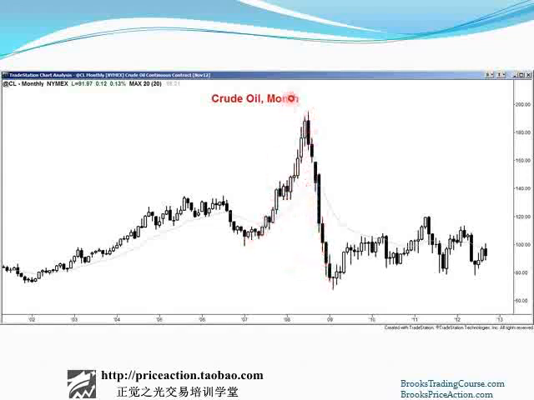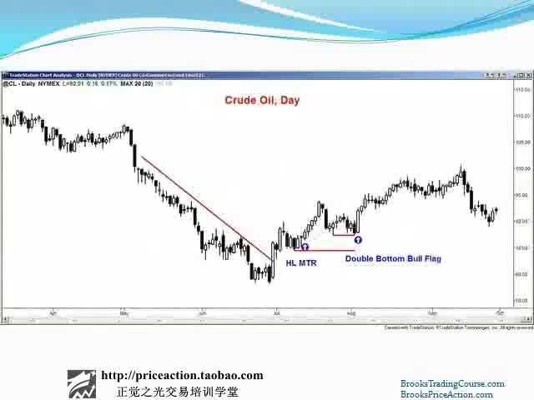Whenever the market has big up and big down, the result is big confusion. Big confusion means trading range, and that's what the market has been in for the past several years. It's been in a trading range on the monthly chart. On the daily chart, however, there can be bull and bear trends.